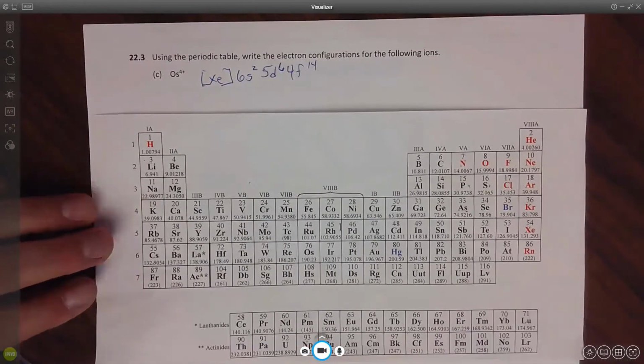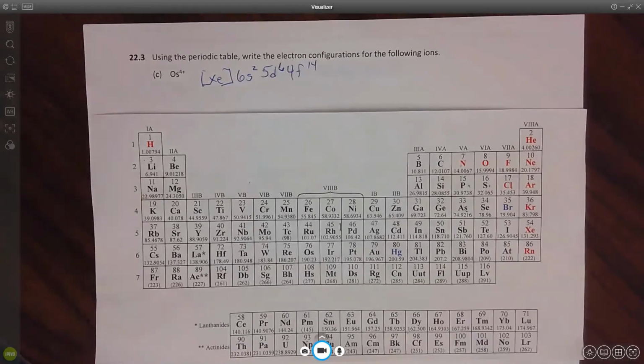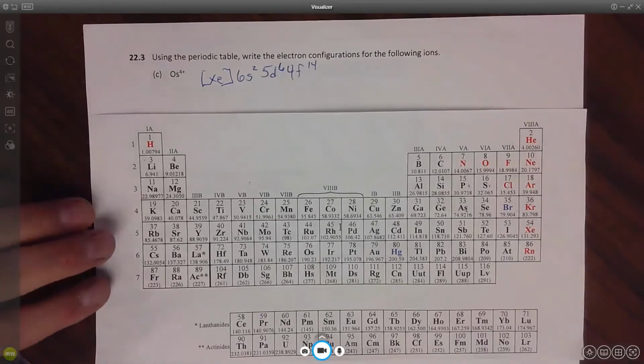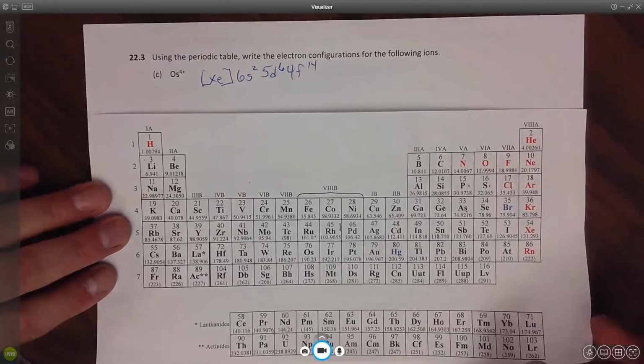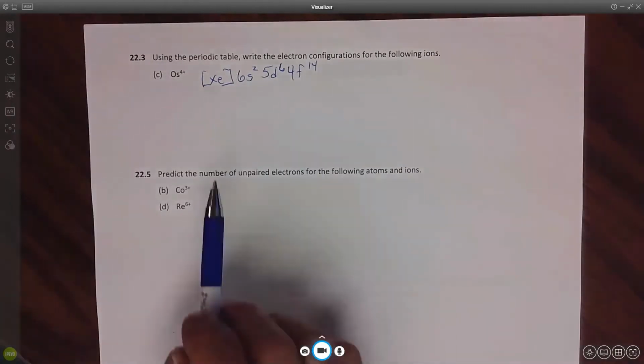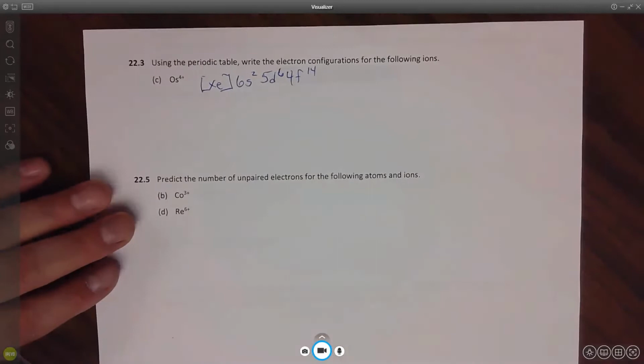Now, again, we're going to ignore any of the anomalies that occur in the periodic table and their electron configurations. We're always going to use this idea of the building up principle to write these electron configurations. If you actually work with one of those anomalies and you need the electron configurations, you'll know it at that point in time.